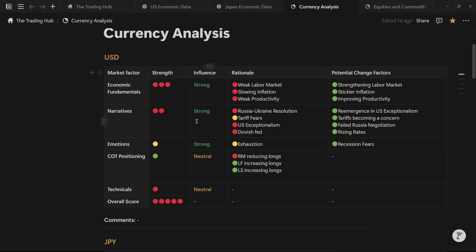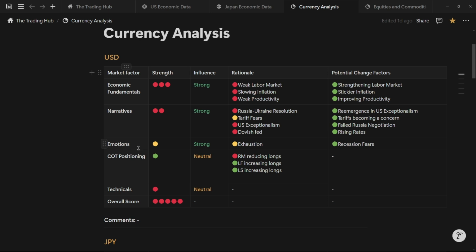So one, macroeconomic fundamentals, two, narratives, and next three, emotions. Emotions also drive price. So when people are more risk averse, there's a lot of fear in the market.